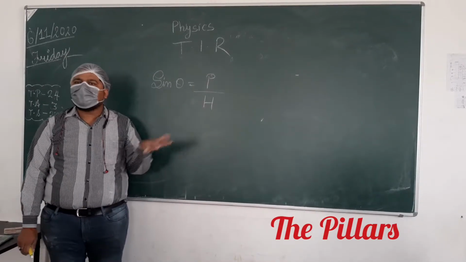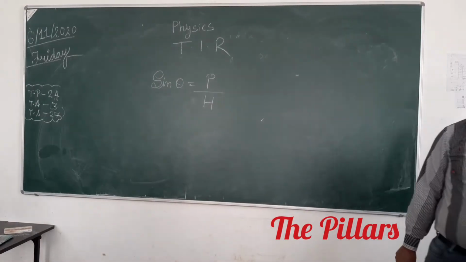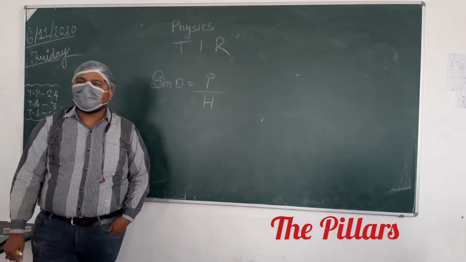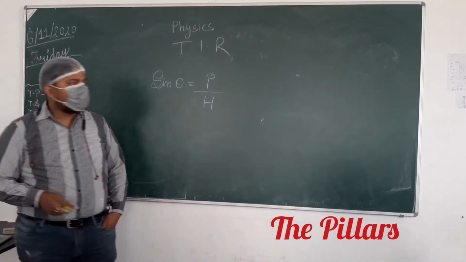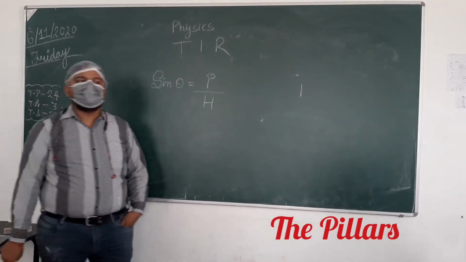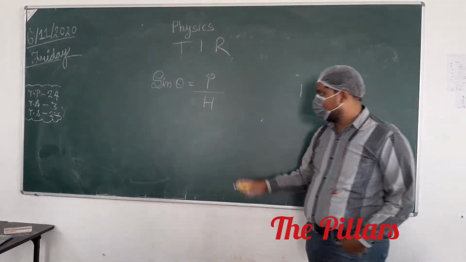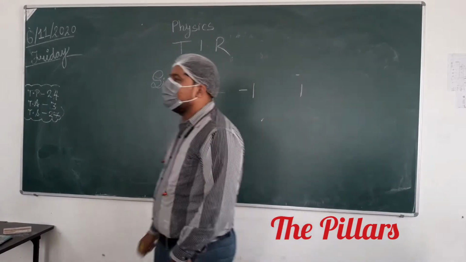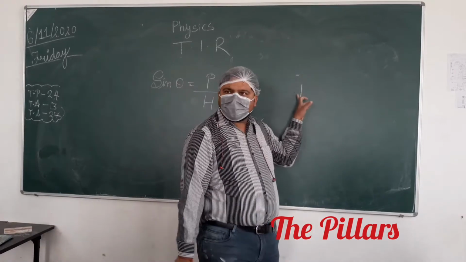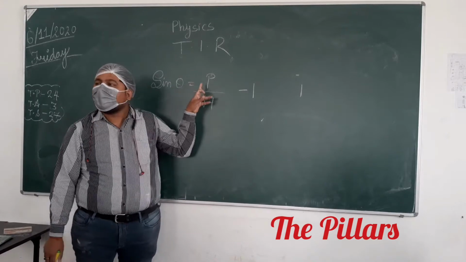If I ask, what is the maximum value of sin theta? According to you, what should it be? What should be the minimum value of sin theta? -1. Okay. Sin theta varies from -1 to 1. First of all, if you observe this relation, sin theta is the ratio of perpendicular upon hypotenuse.